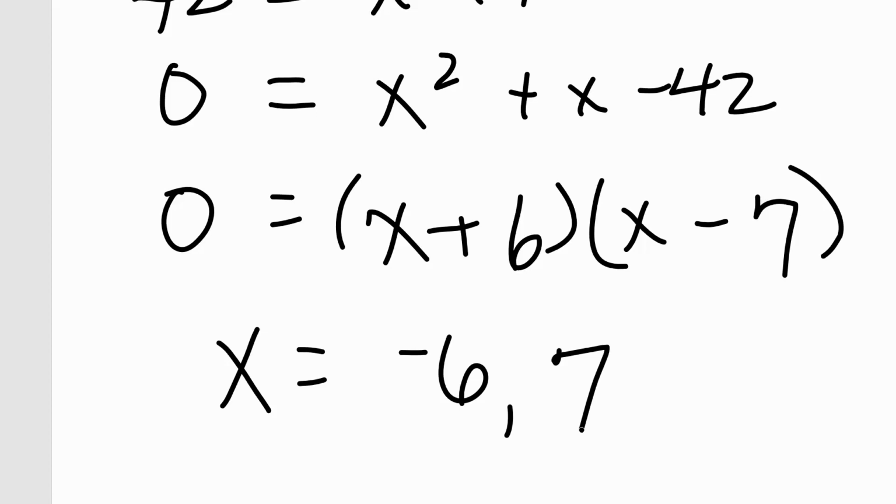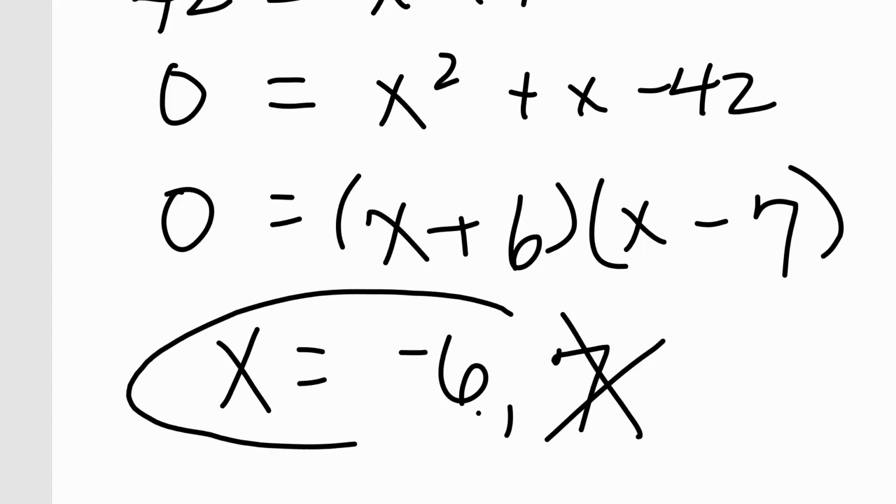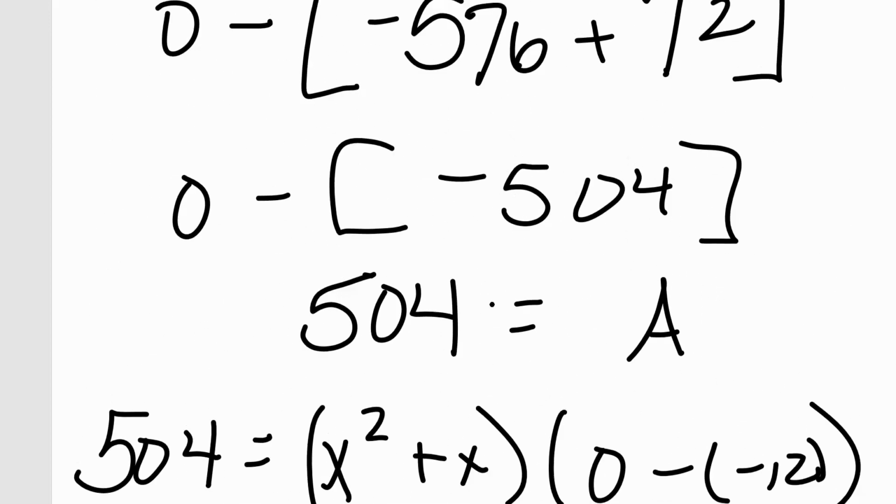But remember, our interval was from negative 12 to 0. One of these values is not in our interval, and we don't want it if it's not in our interval. So 7 is not between negative 12 and 0. Negative 6 is, so that is my only answer. And we are good. I found the value such that f of negative 6 gives me my y value, and times my width gives a rectangle with the exact area as the area under the curve, which was 504.